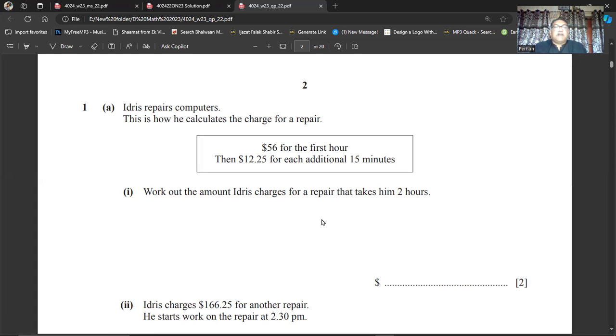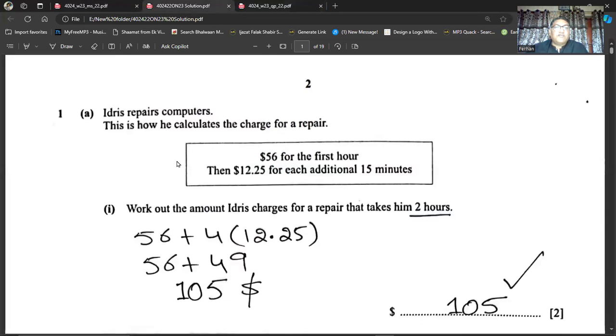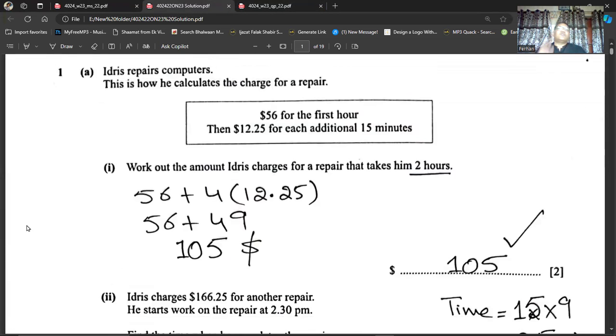He says in part A, Adris repairs computers. This is how he calculates the charge of a repair: $56 for the first hour, and then $12.25 for each additional 15 minutes. Work out the amount Adris charges for a repair that takes him 2 hours. Okay, so for the first hour, he will take $56. And for the second hour, for every 15 minutes, he is going to charge you $12.25. So there are 15 minutes in 1 hour. So very easily you can calculate, and on your screen the solution is showing up.